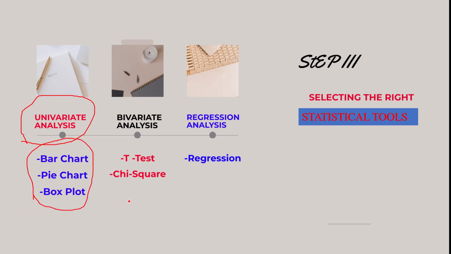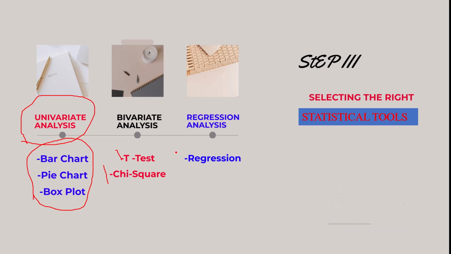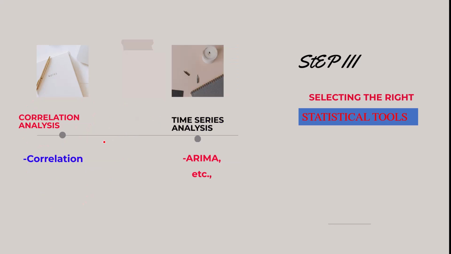Also, you can use bivariate analysis, comparing two sets of questions with each other. We have the t-test and chi-square. These two can effectively handle questions in this category. We have the regression analysis, we have the correlation analysis, and we have time series analysis. For instance, if your own data were collected over time, you can use tools under time series analysis to handle it.